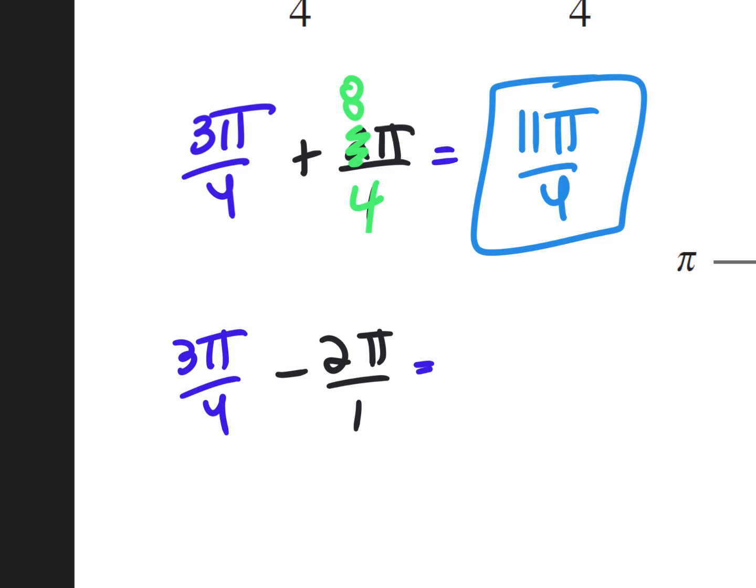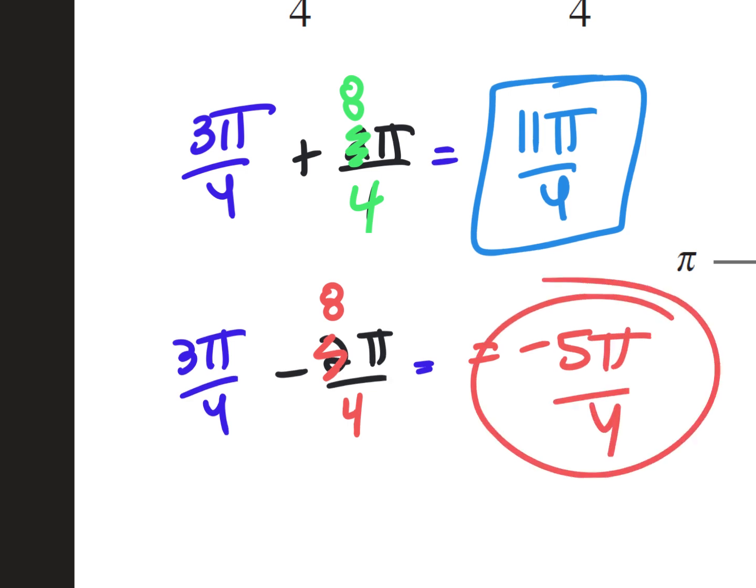It's fine. Now when we subtract, common denominator between 4 and 1, 4. So this becomes 8. So what's 3 minus 8? Negative 5 pi over 4. Is that a negative coterminal? Yes. There you go. There's your answers.